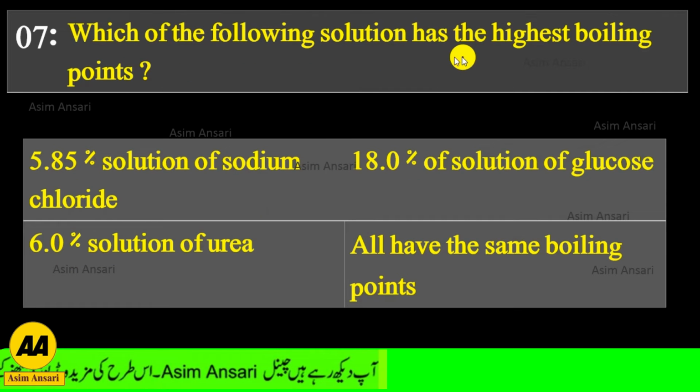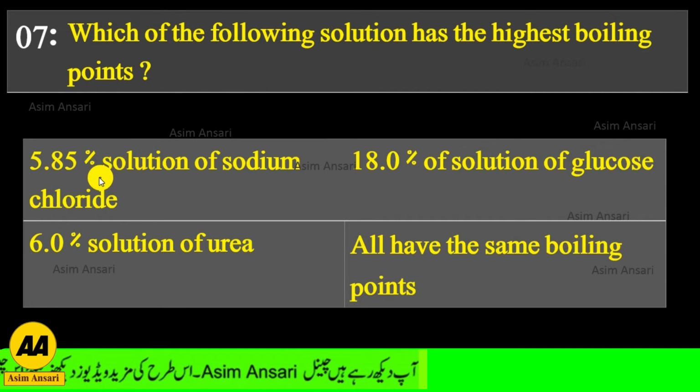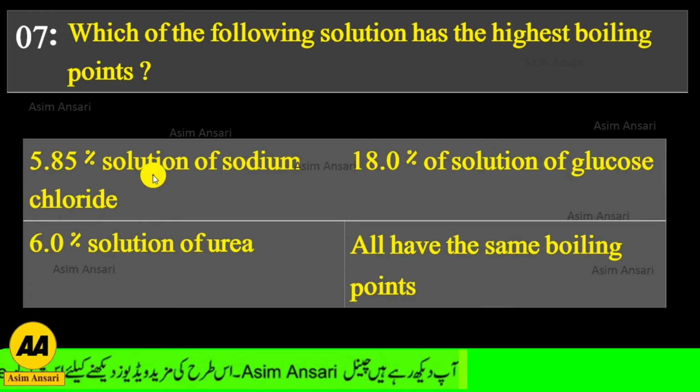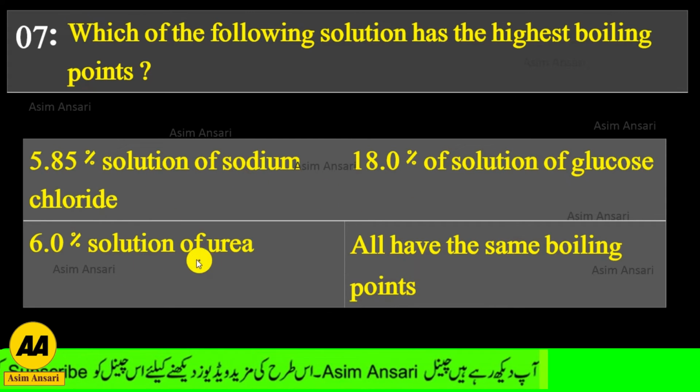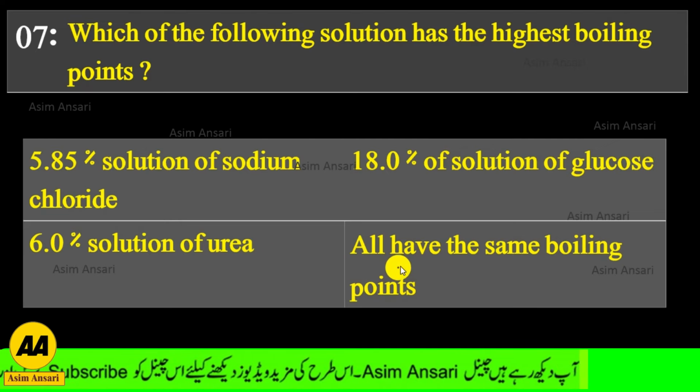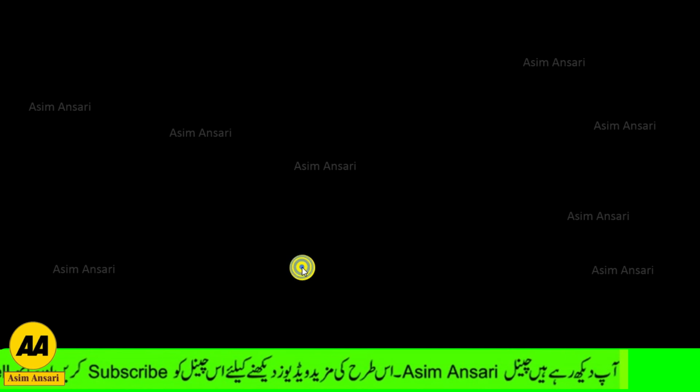Which of the following solutions has the highest boiling point? 5.85% solution of sodium chloride, 18% solution of glucose, 6.0% solution of urea, or all have the same boiling point.